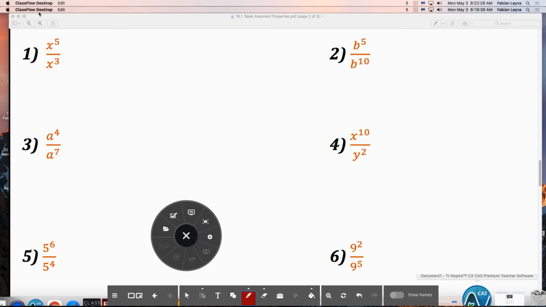Let me show you. Again, if you were dividing two like bases, what do you do to simplify their exponents? You subtract them, right? Now let's look at this first one. Notice that I am dividing two like bases, and I have their exponents right over there. Which variable has a bigger exponent, the exponent in the numerator or in the denominator?